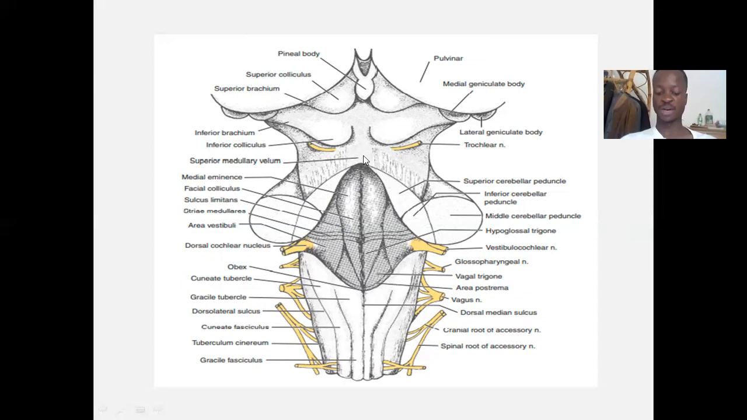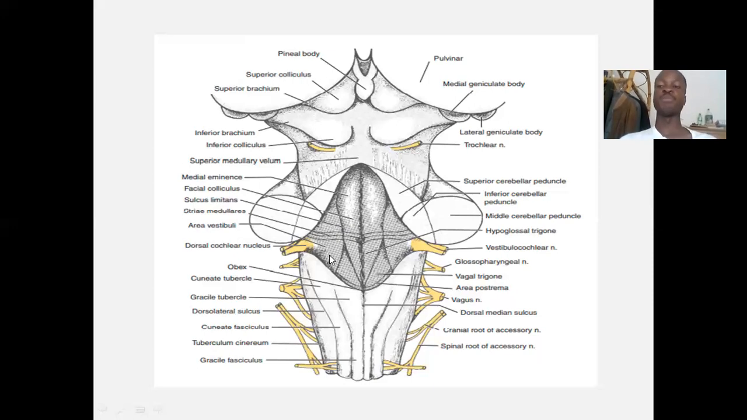So this medial sulcus, right? It's going to separate it into two halves, right? Then you're going to have the sulcus limitans, and this sulcus limitans will further divide those two halves. Medially is the facial colliculus, formed due to the underlying facial nucleus of the facial nerve. Then laterally, you have the area vestibuli, which is formed as a result of the underlying vestibular nuclei.